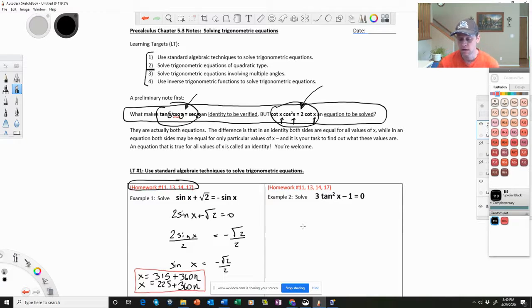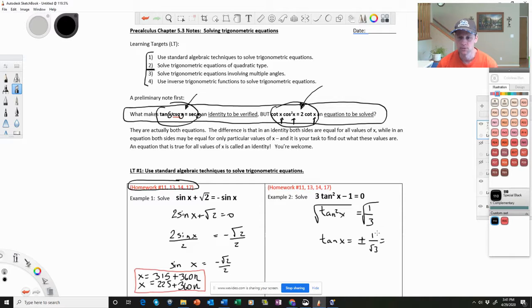And maybe you might want to try it yourself before I do it. If you'd like to do that, go ahead and pause it. Here's what you should have done if you tried it on your own. So first of all, we're going to add 1 to both sides and then divide by 3. At this point, we'll take the square root. And so we'll have that the tangent of x equals plus or minus 1 over root 3.